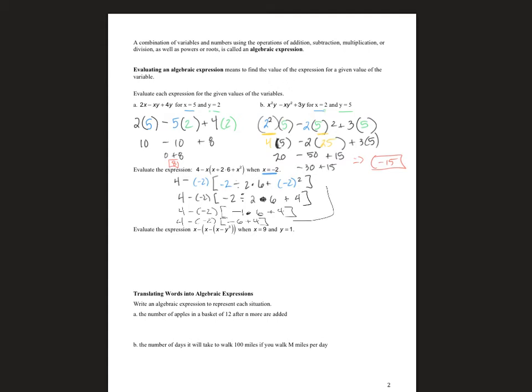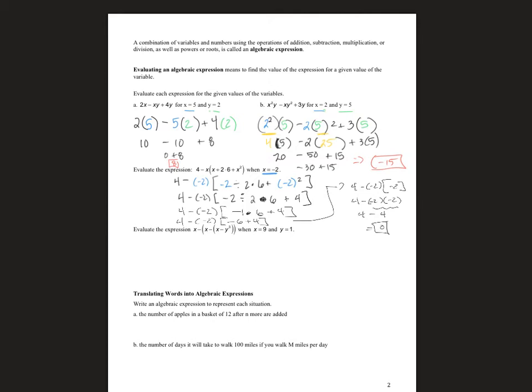And then continuing on, I have 4 minus a negative 2 times negative 2. So negative 2 times negative 2 would be positive 4. 4 minus 4 equals 0.